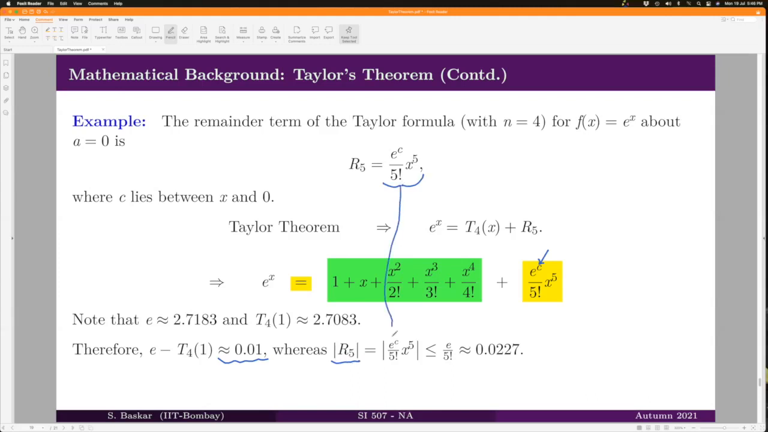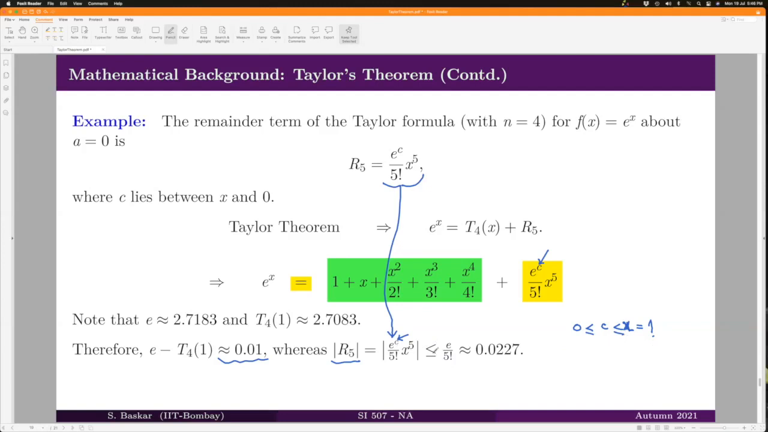Therefore, I am just putting it here. Now we don't know what C is, but we know that C lies between 0 and X, right? And what is X here? X we have taken as 1. Therefore, we know that C lies between 0 and 1. And e to the power x is an increasing function. Therefore, I can simply put the maximum value that C can take, that is 1 here. One may just include equal to here, that's not a problem.